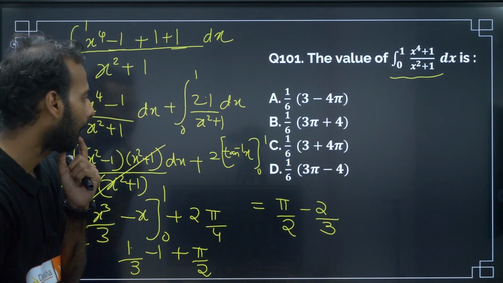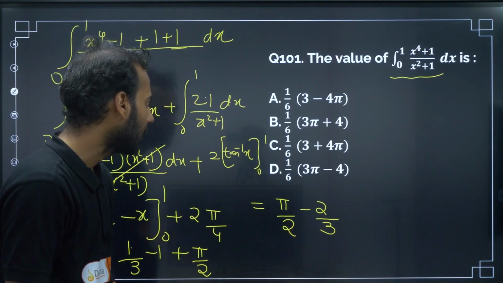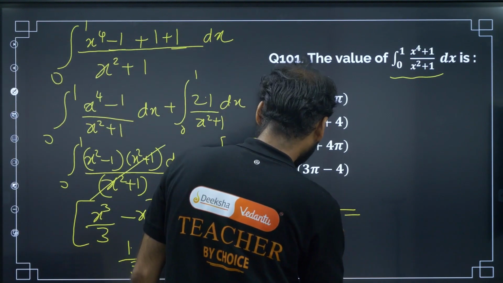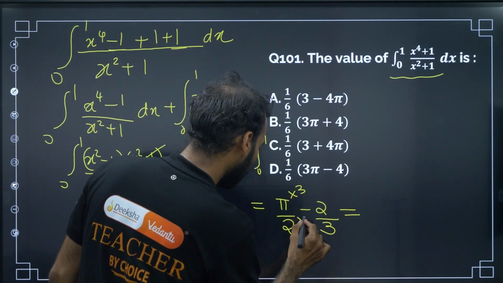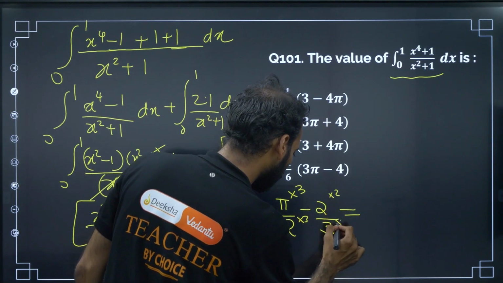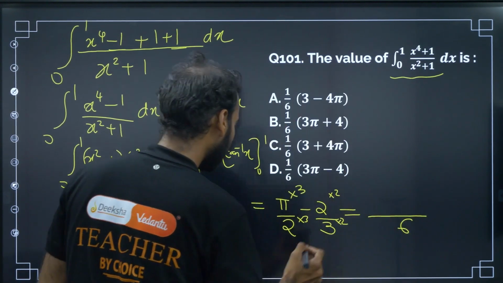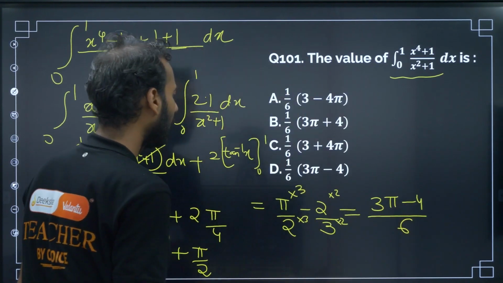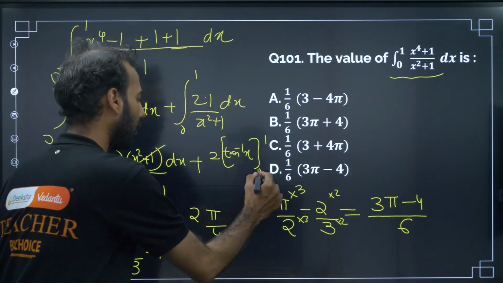Any option? A ready-made option is not there. So again go for taking the LCM. If I take the LCM, I multiply this with 3, this with 3, this with 2, this with 2. So the LCM is 6, and we get (3 pi minus 4) by 6. D option is the answer.